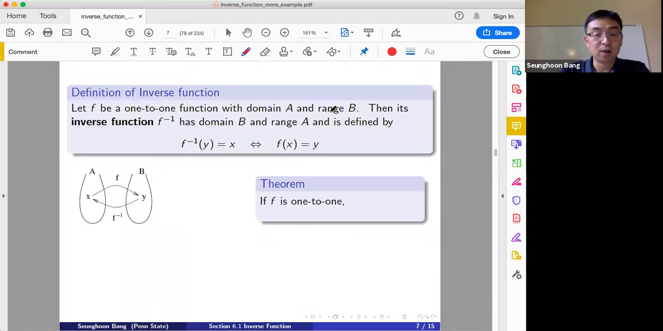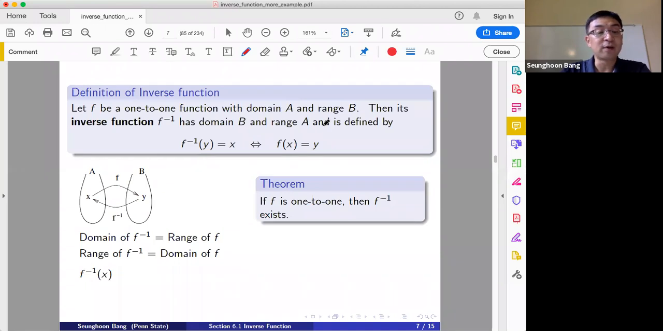We have one theorem. If function f is one-to-one, the inverse function always exists. The domain of the inverse is the same as the range of f, and the range of the inverse is the same as the domain of f. The inverse of f of x is not 1 over f of x. Really be careful. This minus 1 is only notation for inverse. The minus 1 is not a power. So the inverse of f of x is not equal to 1 over f of x.